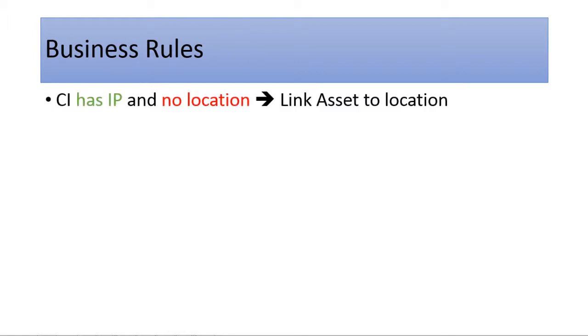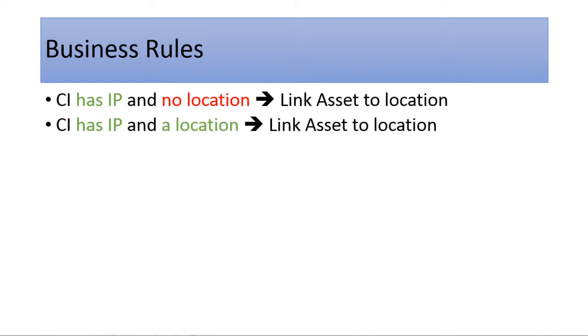So the business rules are what happens if we have a CI and this CI has an IP address and no location linked. What we are doing is we link this asset to a location. Makes sense. The second situation is we have an IP on the CI and it has location information. We link it to the location of this IP network, no matter where it was before. So we overwrite the old information if it's incorrect.